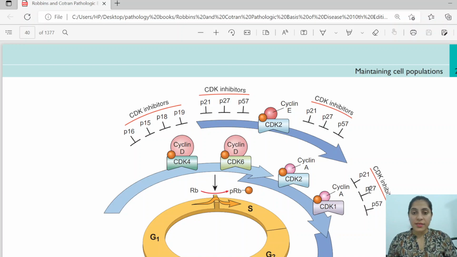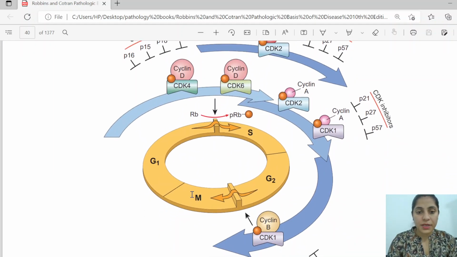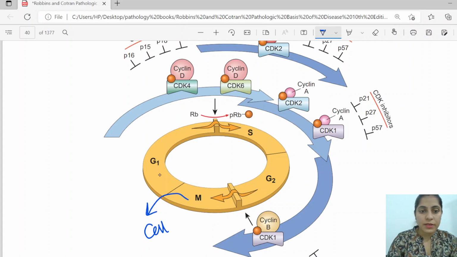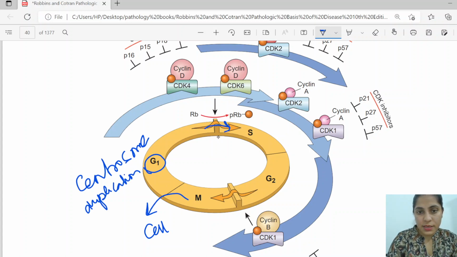So, to understand the proto-oncogenes that are the cell cycle inhibitors and the checkpoint inhibitors, now we will understand the cell cycle. Normally there is an M phase, that is the mitotic phase of the previous cycle, that will lead to the development of one cell, and this cell, the left cell, will go into the G1 phase, which leads to centrosome duplication. Then they will lead to the G1/S phase. This is a checkpoint, that is the G1/S checkpoint.